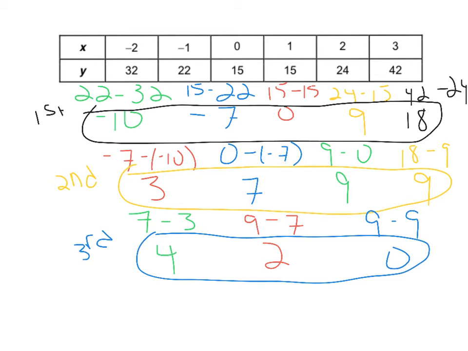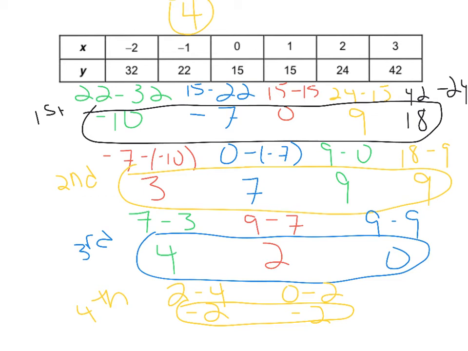When I subtract 4 from 2, I get a difference of negative 2. When I subtract 2 from 0, I get a difference of negative 2. So here's my fourth differences. My fourth differences are constant at negative 2. Therefore, the degree of the function would be 4. Please take a moment to pause this video and record this example in your notes.